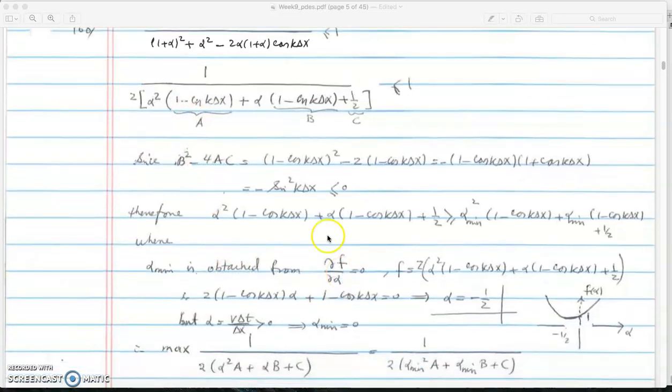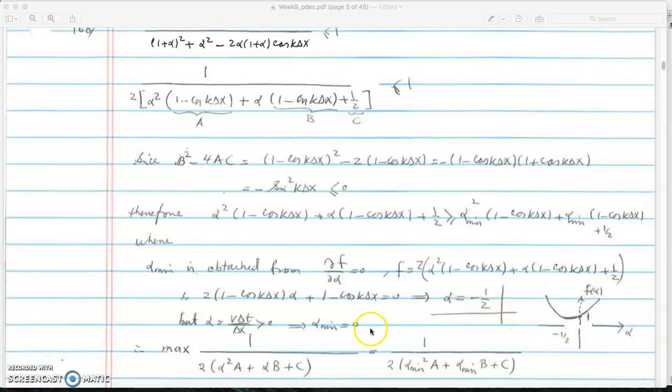If you call this f, which is downstairs, and take the derivative of it with respect to alpha, you get this, where you get alpha times 1 minus cos from the first term, and then plus 1 minus cos from the second term. You set that to 0, and you find alpha has to be minus 1/2, because these two cancel out. So that means the minimum of this parabola happens at alpha minus 1/2.